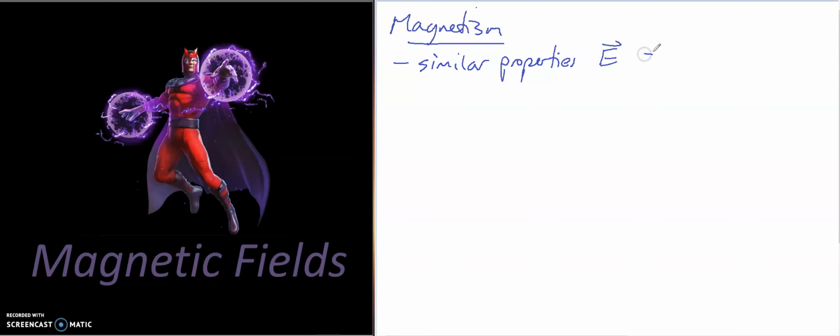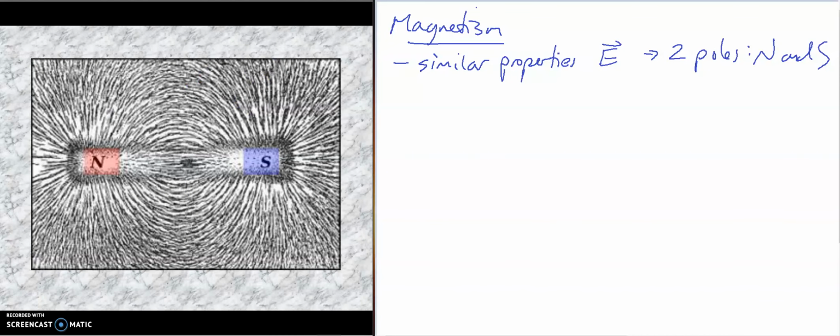For example, you have two poles, just like with electric fields and charges. Instead we don't have positive and negative. We have, of course, the north and south. So you have north and south poles for a magnet. Okay, so for example, this is the token type of thing that you might be used to seeing, something like this. Here we got a picture of a bar magnet.